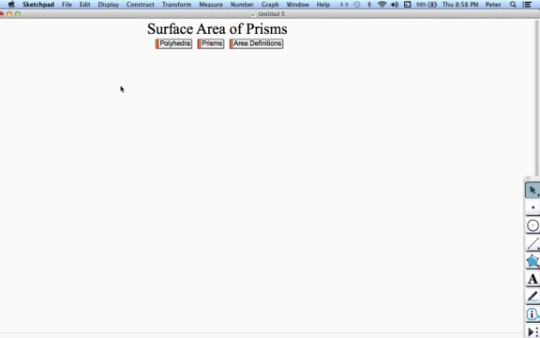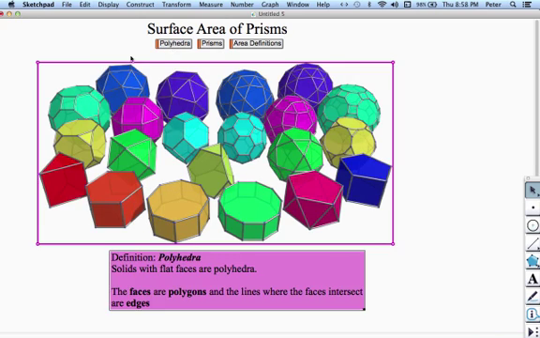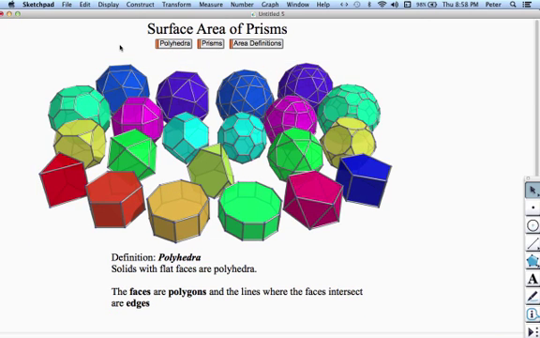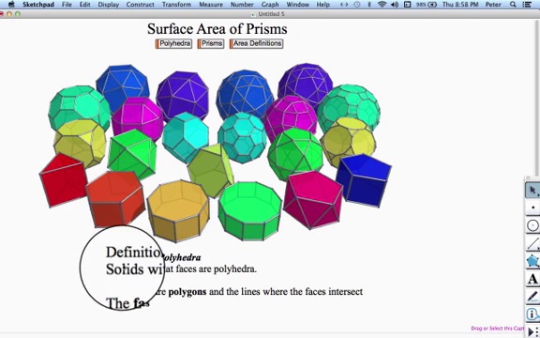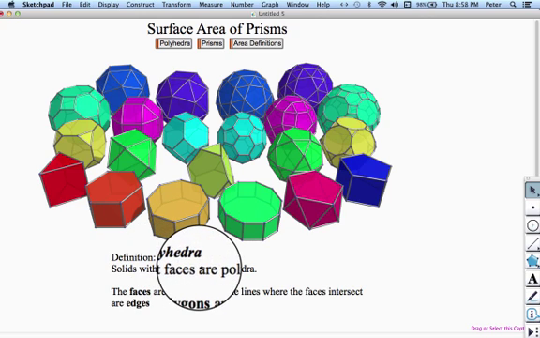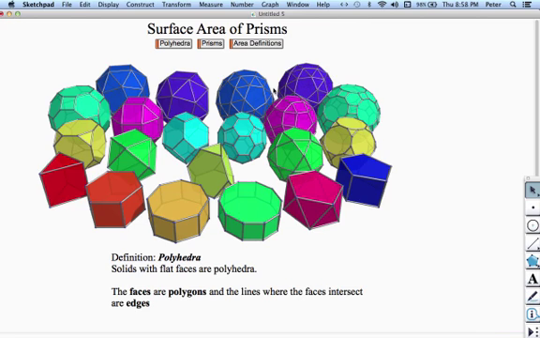To understand prisms, we have to look at them in the broader context of polyhedra. Prisms are a kind of polyhedron. All of the solids pictured here are polyhedra, and polyhedra are defined as solids with flat faces. So even though some of these solids in the back appear to be almost spherical, you'll recognize that they still have flat surfaces that are polygons.